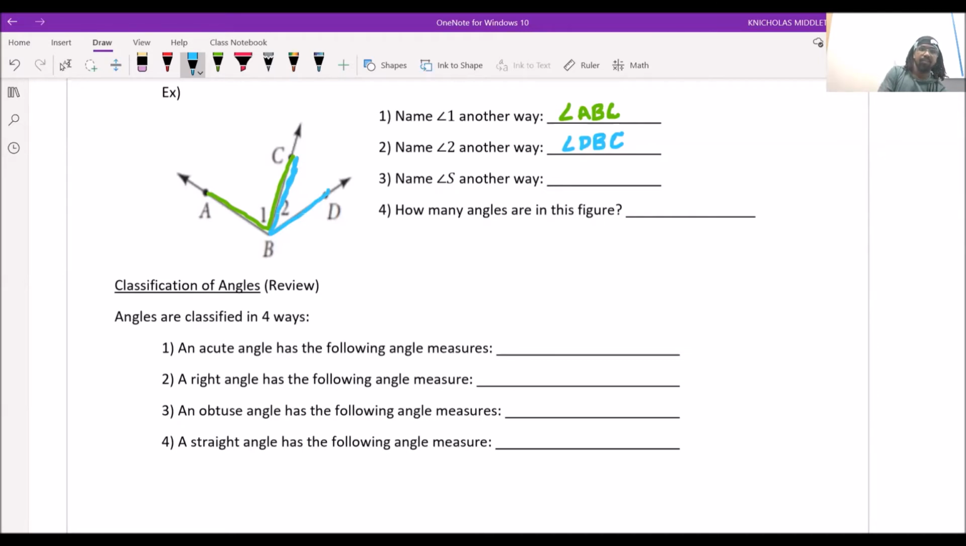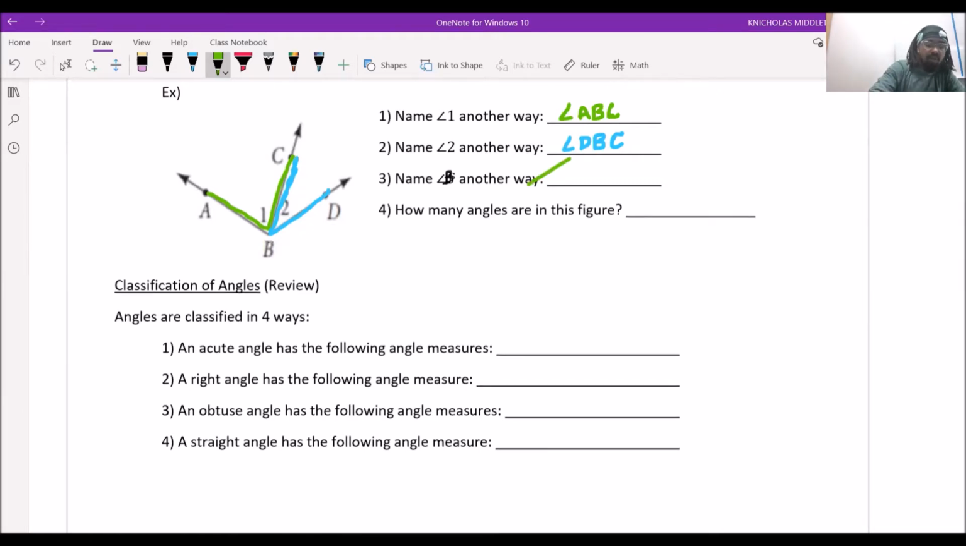It says name angle S in another way. You know what I think it was supposed to be? It's supposed to be B. Cool. So name angle B in another way, and this is the reason why we wouldn't want to really name it angle B. One of the options that we're given is that we can name an angle based off of its vertex. And when we look at the vertex of angle 1, it's B. When we look at the vertex of angle 2, it's B. When we look at the vertex of angle B, like what are they talking about? Are they talking about ABD? Probably. The vertex would be B.